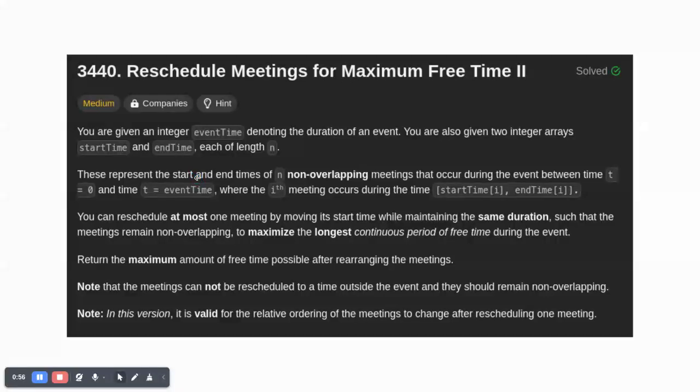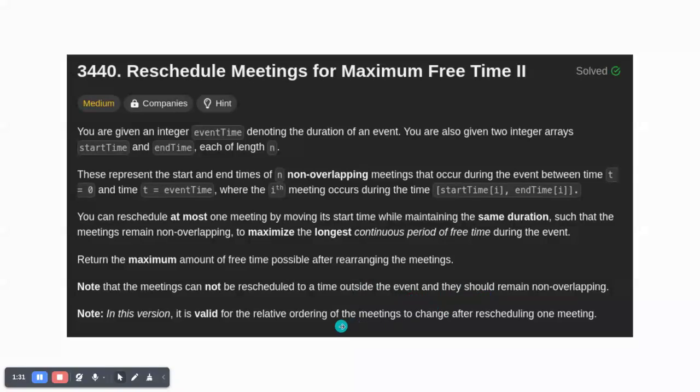And we can reschedule at most one meeting, and whenever we are rescheduling we have to keep its duration, and it should not go beyond the event time. We have to return the maximum amount of free time possible after rearranging the meeting. A meeting cannot be rescheduled to a time outside the event, and the meetings should remain non-overlapping.